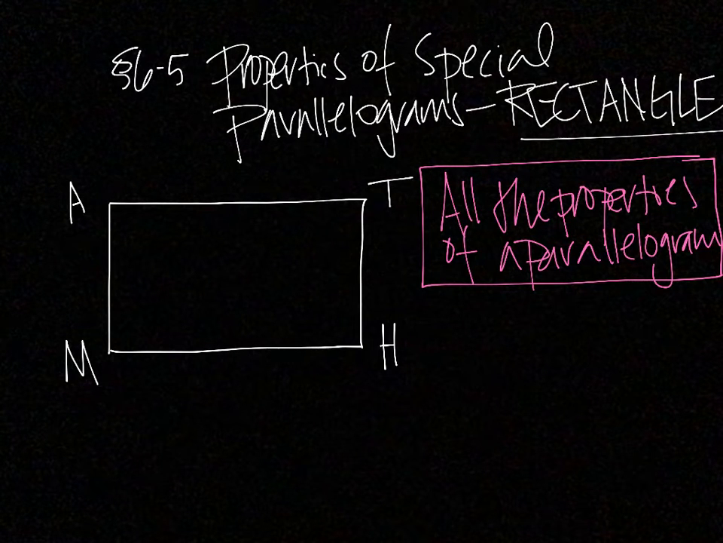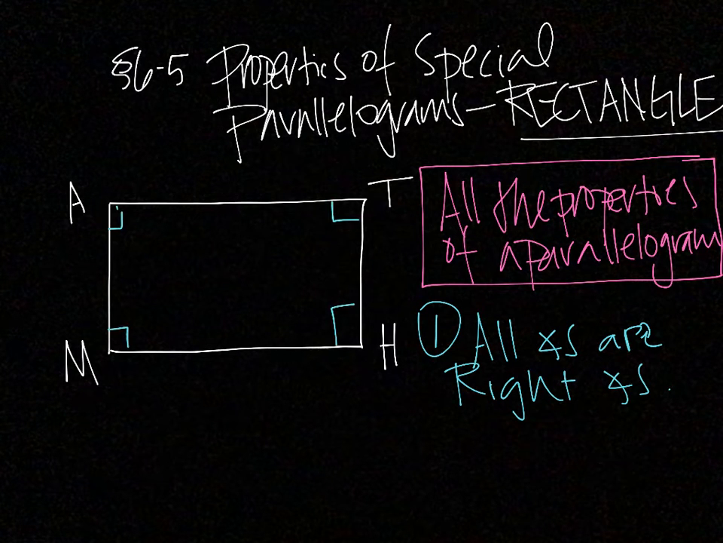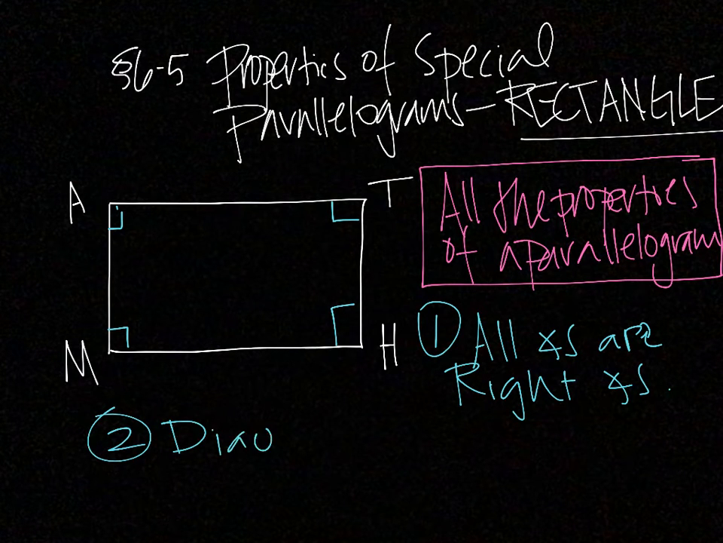We get all the properties of the parallelogram, but we also get the things that you know typically happen in a rectangle. So one, we get all right angles. So all angles are right angles. We also get one more added bonus, and that's that the diagonals are not only bisecting each other, but the diagonals are congruent.